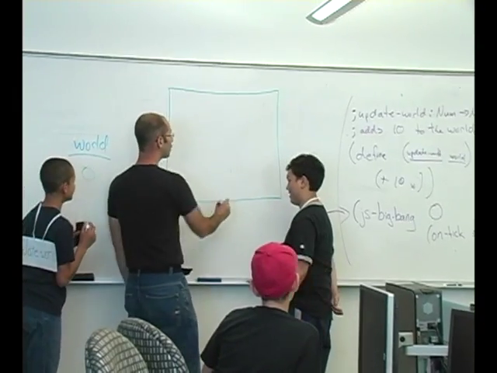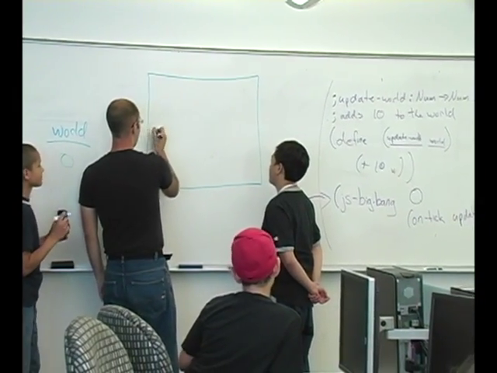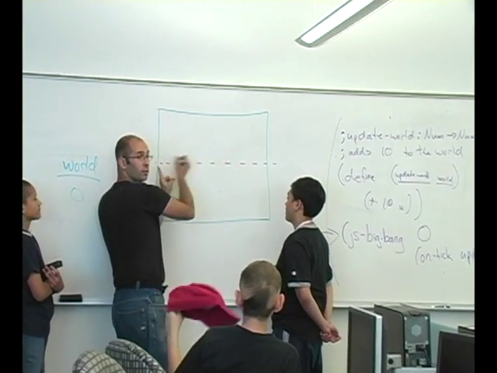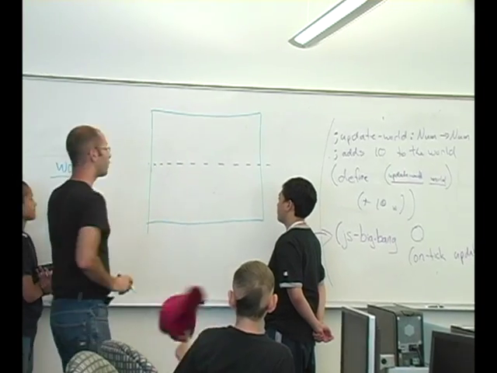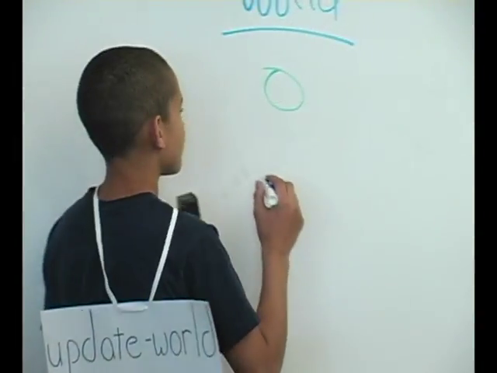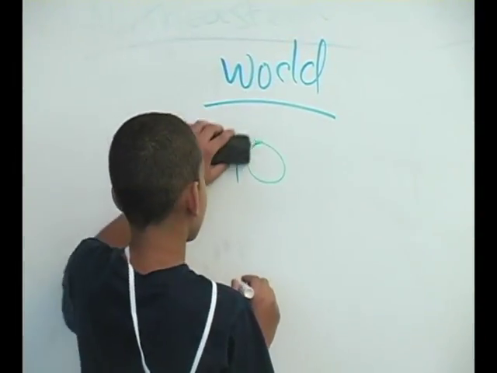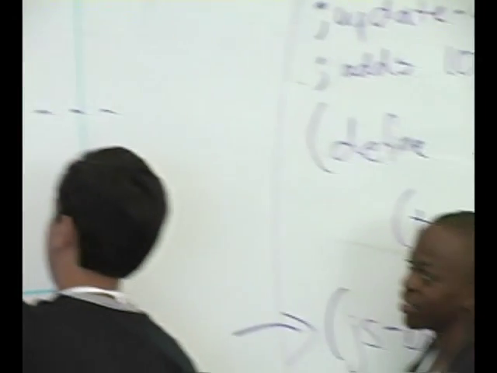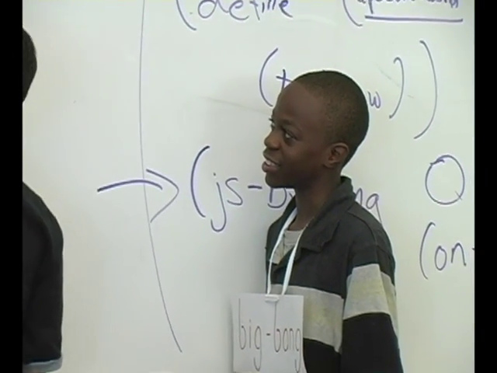Henry's going to draw a circle, and it's always going to be somewhere on this line, right in the middle of the screen. But its x-coordinate, for where he draws it, is going to be whatever the world is. Tick. Tick. Tick.